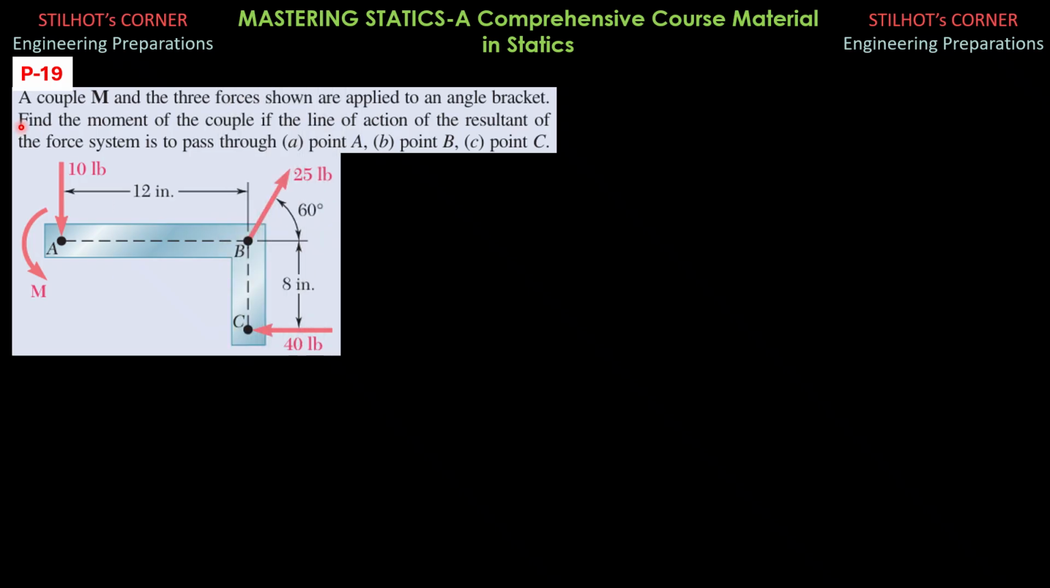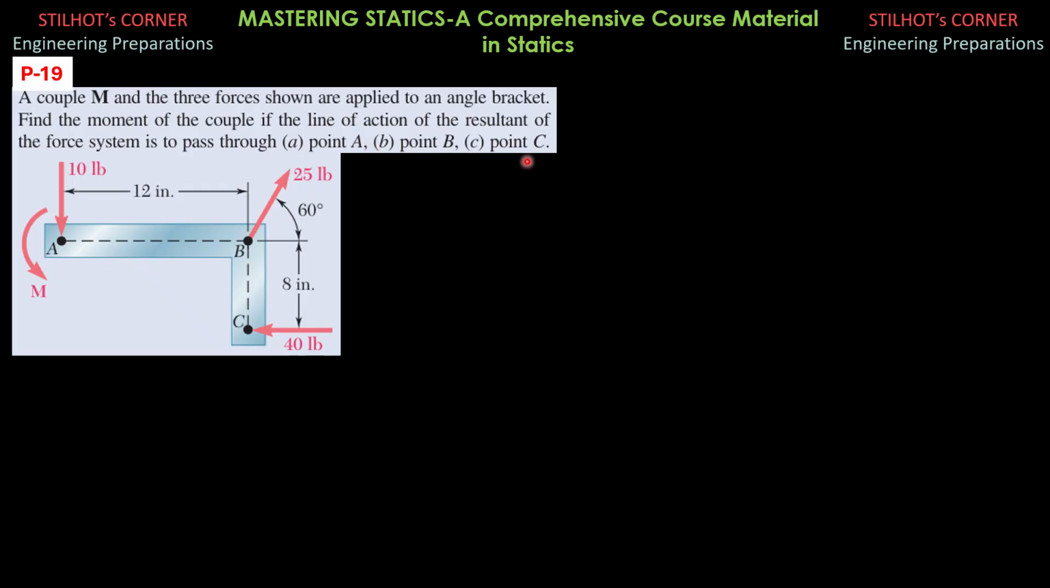Problem 19. A couple M, which is counterclockwise in this figure, and the three forces shown are applied to an angle bracket. Find the moment of the couple M if the line of action of the resultant of the force system is to pass through point A, point B, and point C.